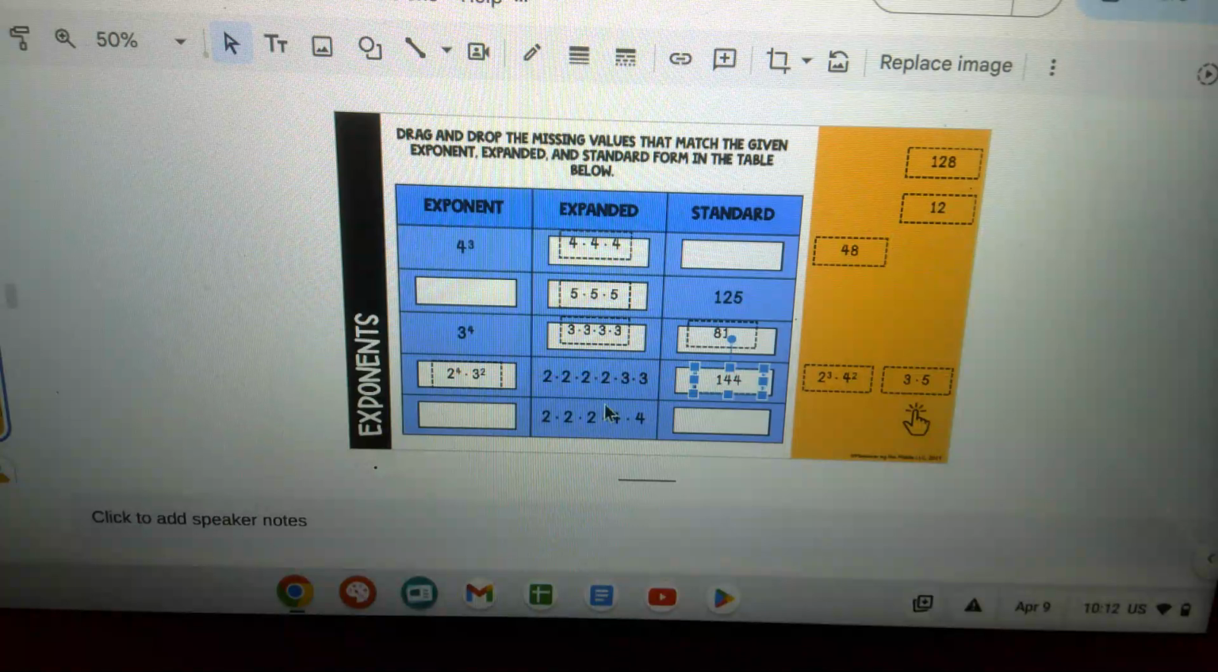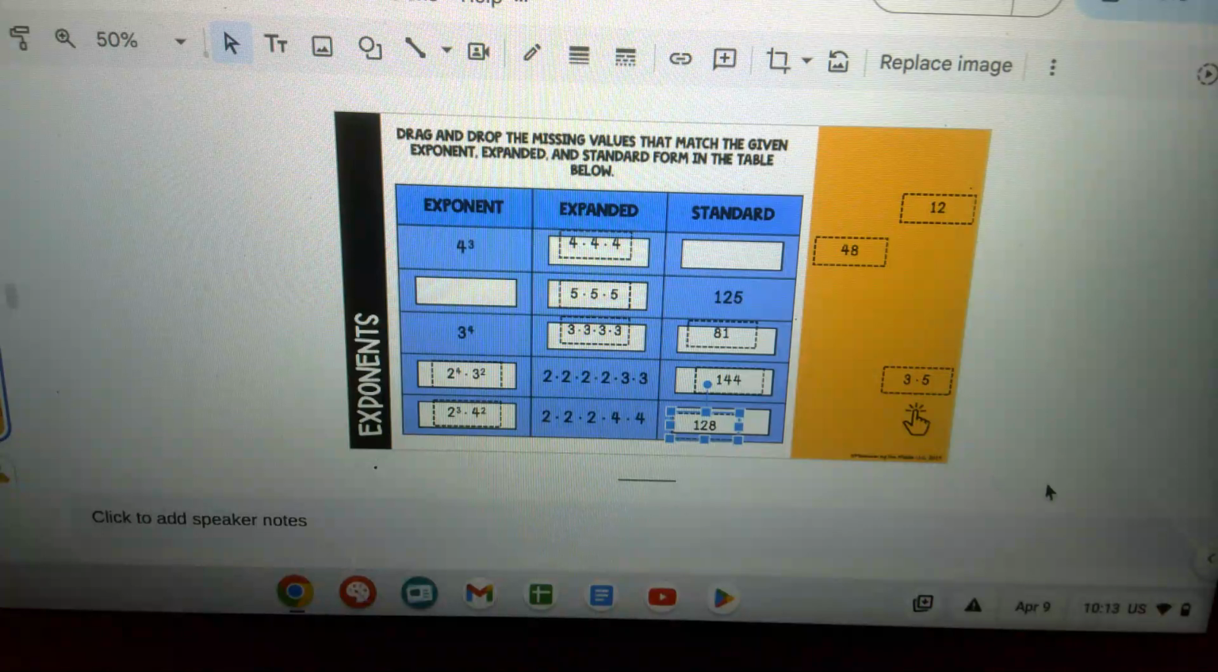And this one is 2 to the third power times 4 to the second power. 2 times 2 is 4, times 2 is 8. 4 times 4 is 16. 8 times 16 is 128. Okay, any questions? And as I said, I just don't know what happened to those answers that were there.